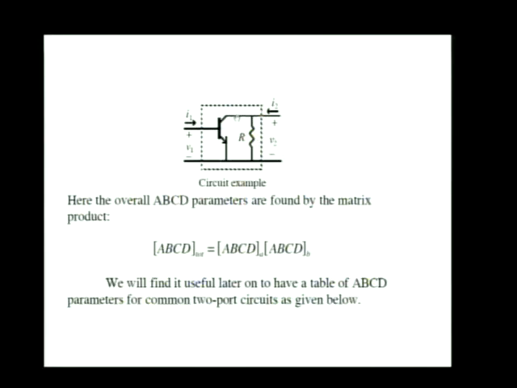The voltage at port 2 of the transistor is the same as the voltage at port 1 of the resistor. And the current flowing into port 2 of the transistor is the same, well, actually the negative of the current flowing into port 1 of the resistor. So we've got a cascade interconnection here.